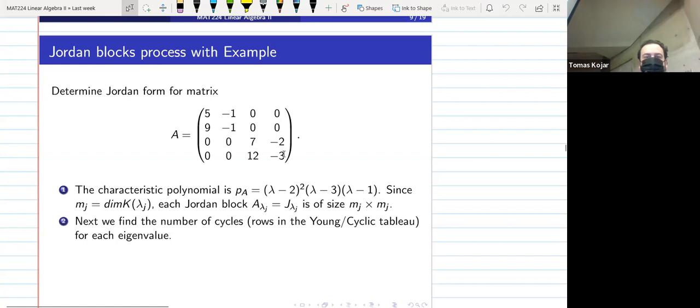So how do you find it? You do A minus lambda, right? And you have to compute the determinant. So instead of doing row reduction, we might as well do type 2 and 3 operations.